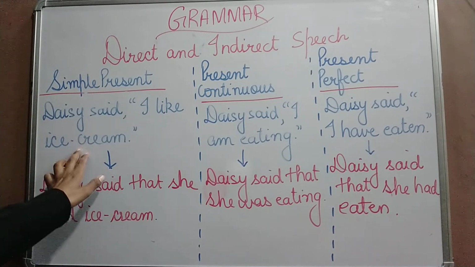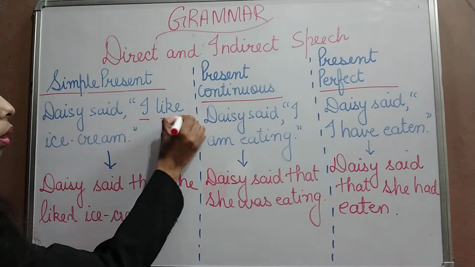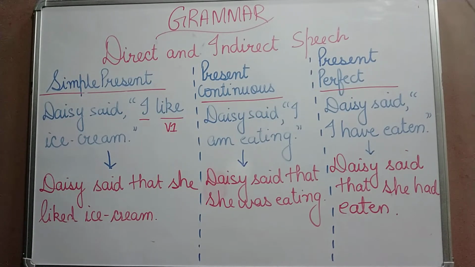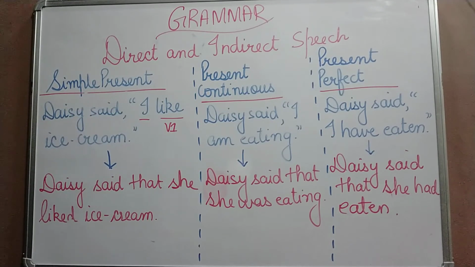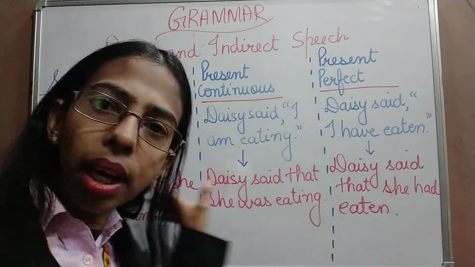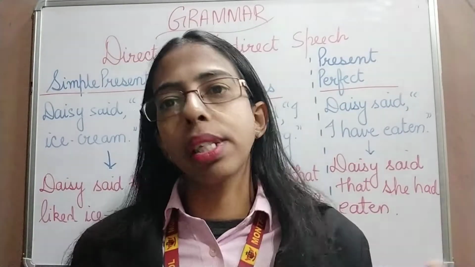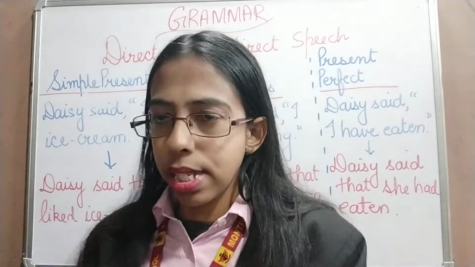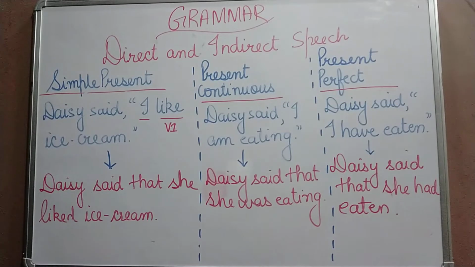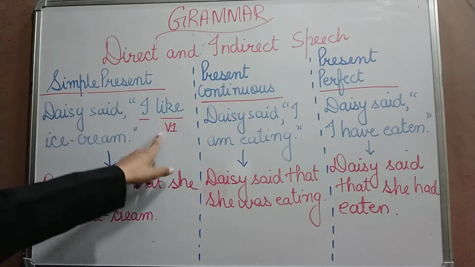I have written one sentence of simple present tense, that is, Daisy said, I like ice cream. See, subject and verb. Verb is in first form, right? It is telling you that the sentence is in simple present tense. Why is identification important? Because here I have written it separately, but as an exercise, you will get it all mixed up. So, the first step is to identify the tense of the sentence. So, I am revising it again with you. Verb is used in the first form here. So, this is simple present tense.